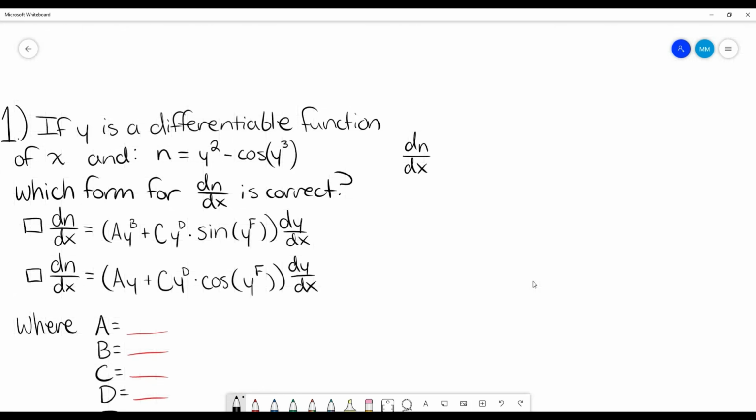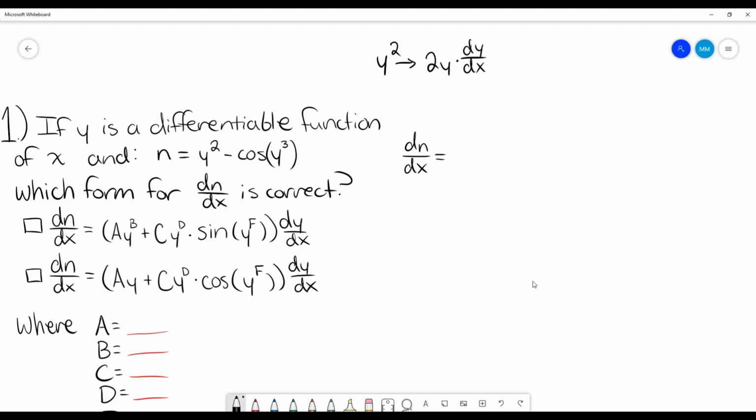If it was with respect to y, then the derivative of y squared would just be 2y. But because it's with respect to x, we have to take the derivative. It's going to go y squared. The derivative of that's going to be 2y times the derivative of y with respect to x. Okay, because it's implicit differentiation there.